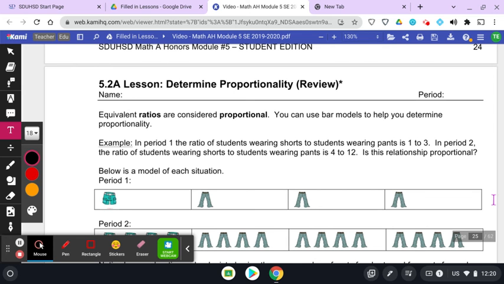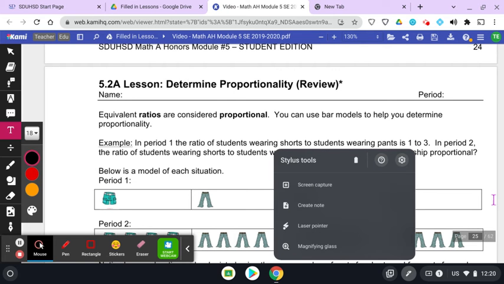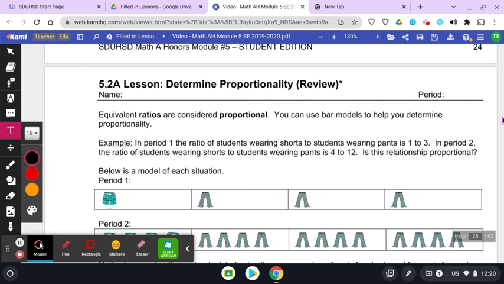Welcome, Math AH. This is lesson 5.2a, and we are looking at if things are proportional or not. This is a review from 6th grade, so it should be something that you understand. Equivalent ratios are considered proportional. You can use bar models to help you determine proportionality.